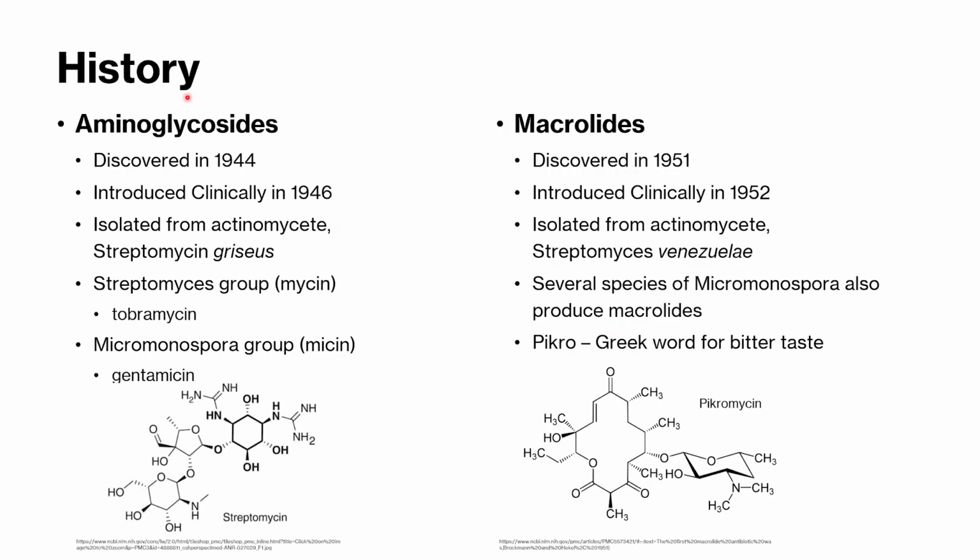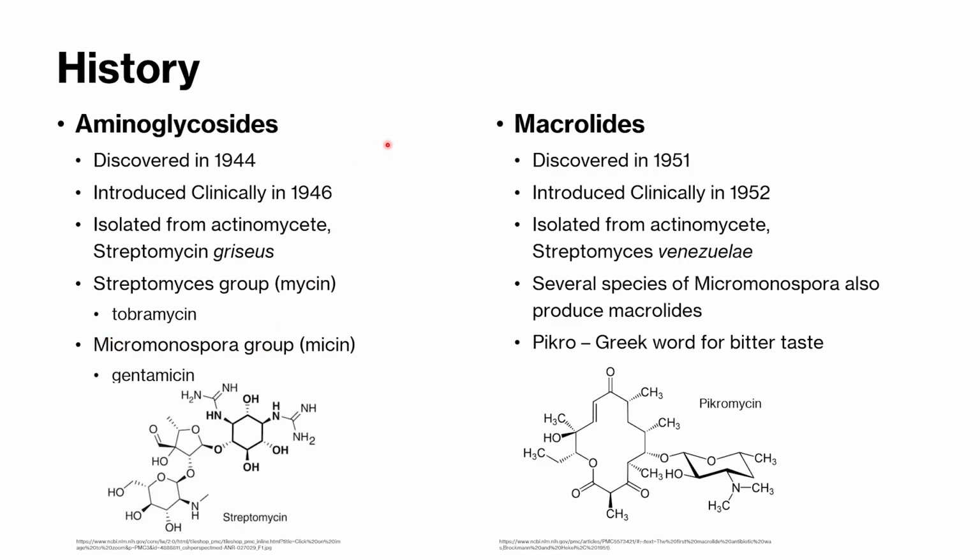So speaking of World War II, aminoglycosides were discovered in 1944, and then they were introduced clinically in 1946. They were isolated from the Actinomyces streptomyces griseus, and you can tell by their name what they were originally isolated from. So aminoglycosides with the mycin, with the Y, they were originally pulled from a streptomyces group, and then if it's a mycin with an I, it's pulled from a micromonospora group.